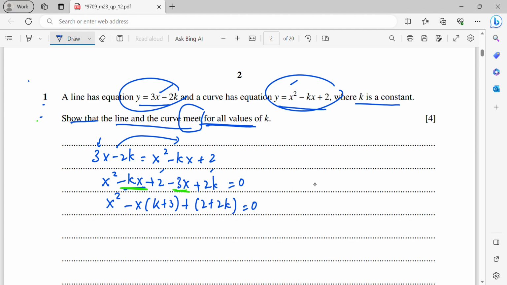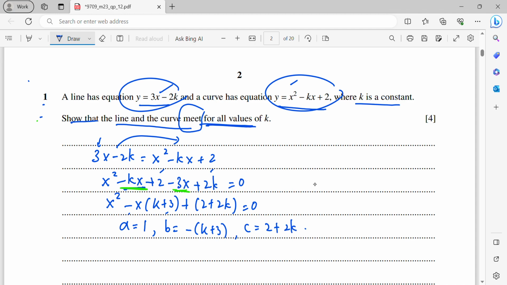Okay, so from here I will write down the coefficients for x squared, x, and the constants. So the coefficient for x squared is denoted by a. The coefficient for x is denoted by b. That means this is the negative of the bracket. And then my constant is going to be 2 plus 2k.